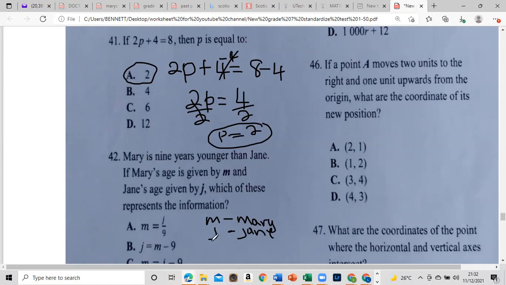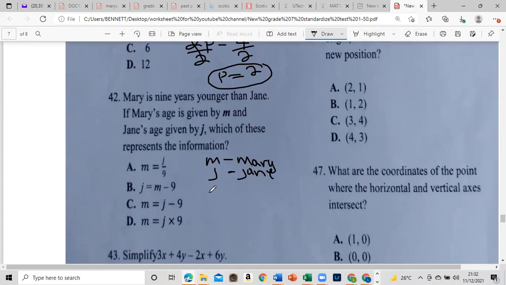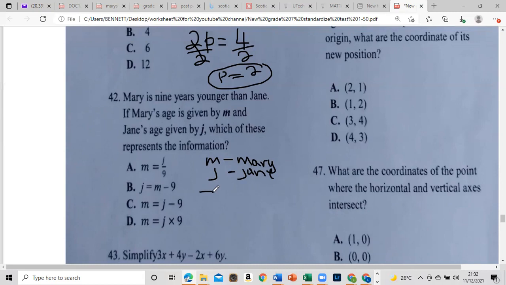That means that Jane is the older one. Alright, so it's 9 years younger. Which of these represent the information? If Mary is 9 years younger, so it will be J. This couldn't be this. Let's eliminate this. Jane is the older one. Mary is 9 years younger. So it couldn't be this.